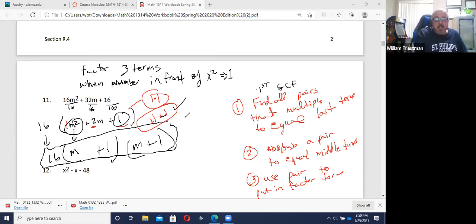And another way of writing it, by the way, just in case you see it, you can actually write it 16 times the quantity m plus 1 squared. You know, it's the same thing. So that's factoring 3 terms when the number in front of x squared equals 1. And we're going to do a couple more of these. Let's do number 12 now. These are the steps for that.